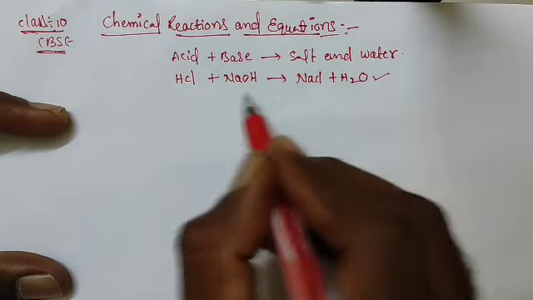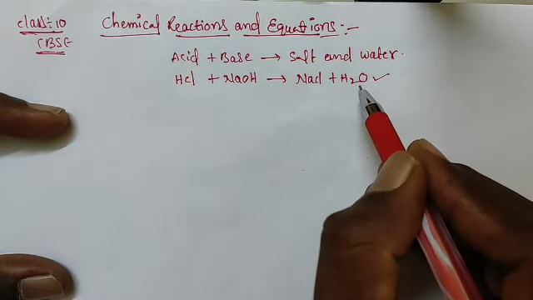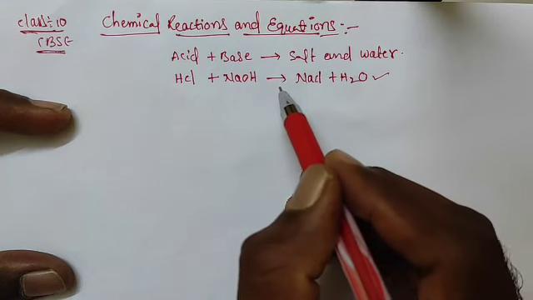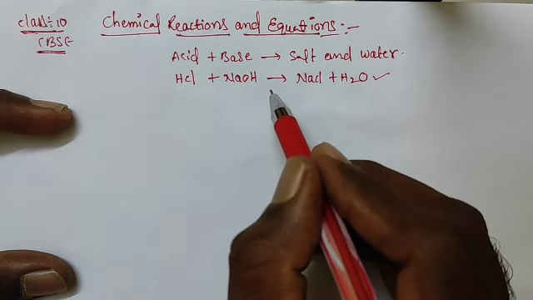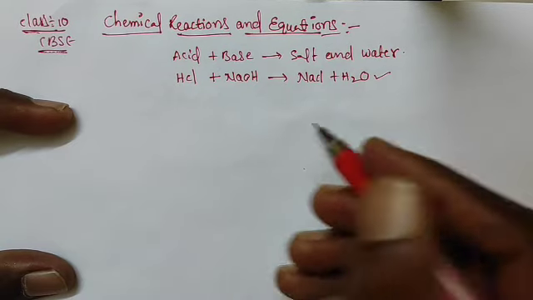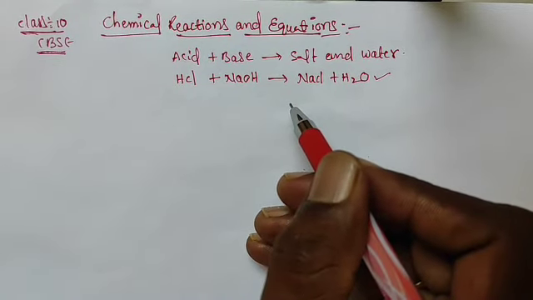So now this is an equation, a chemical equation. A chemical equation means the symbolic representation of the elements present in a reaction. The equation of any reaction is known as a chemical equation.